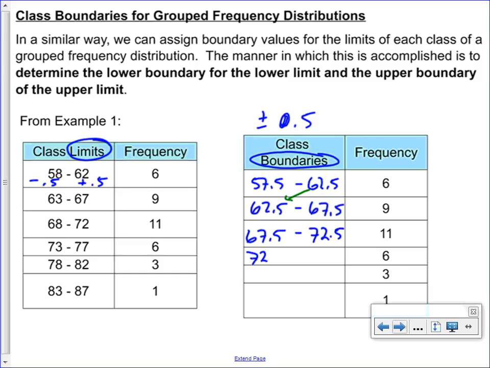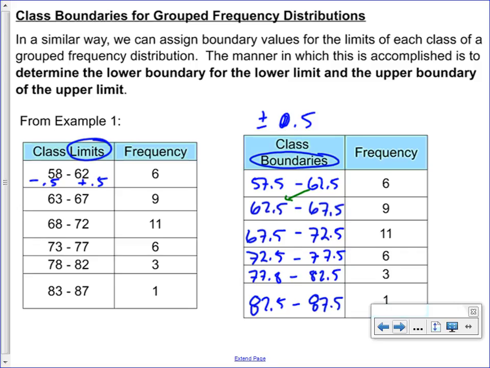And 72.5 to 77.5. And 77.5 to 82.5. And then 82.5 to 87.5. Right? All that does is it takes those individual integers and now it connects them together, which brings us to what a histogram is.